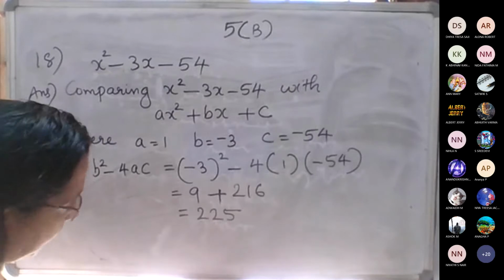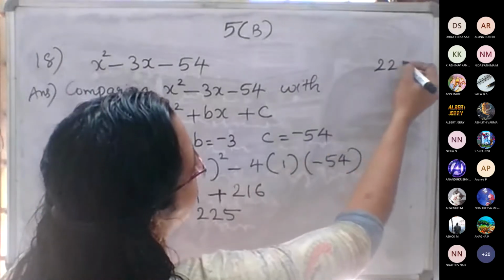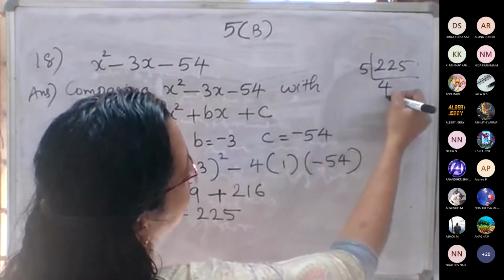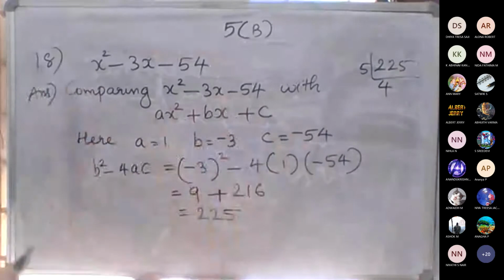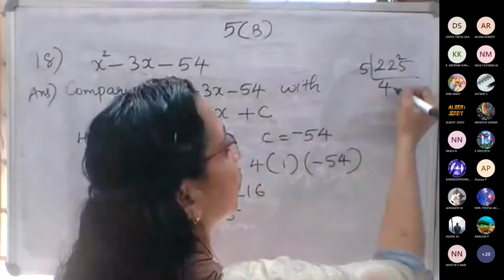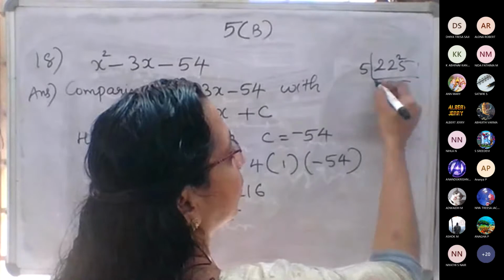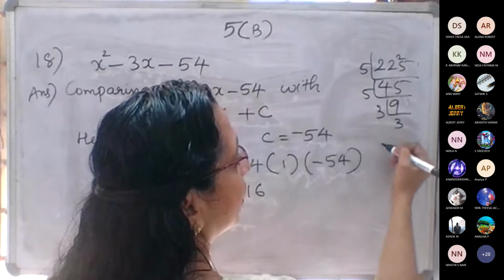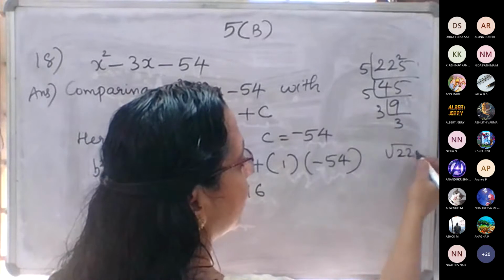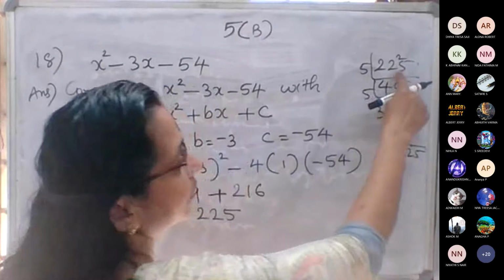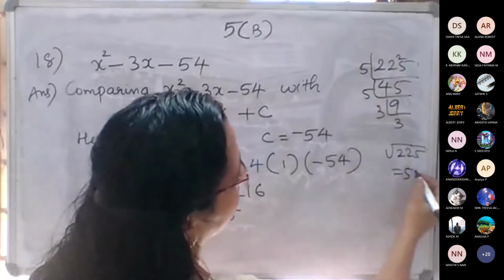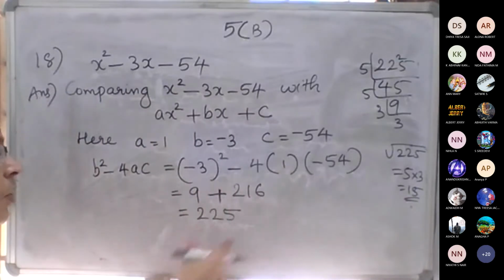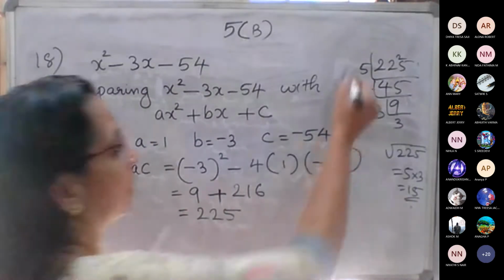How can we check whether it is factorizable? If you don't know, please do the factorization. 5 4s are 20, balance 2. 5, 9, 3, 3. That means if we find the root of 225, what will we get? 5 3s are 15. That means it is factorizable. 15 into 15 is what? 225. That way you can find out.